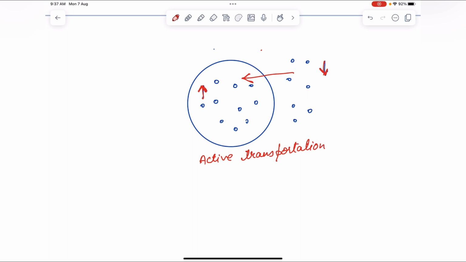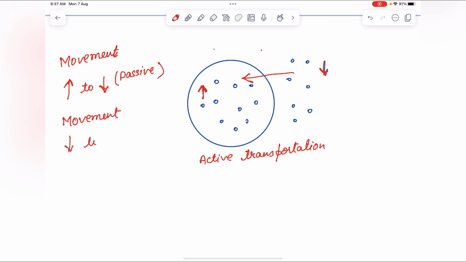This process is against the concentration gradient. What is the concentration gradient? The movement from higher concentration to lower concentration is called passive transportation, and movement from lower to higher concentration is called active transportation. In passive transportation, no energy is required.